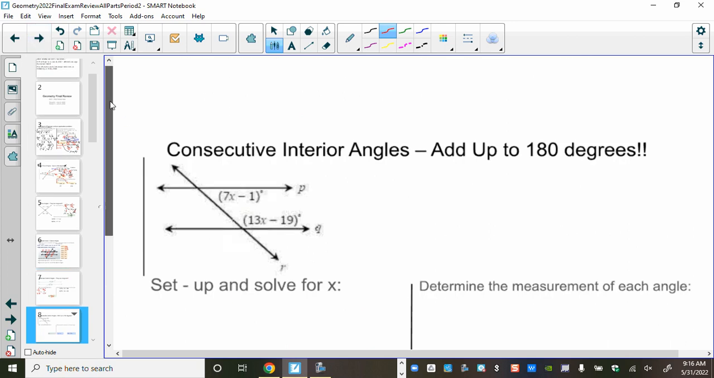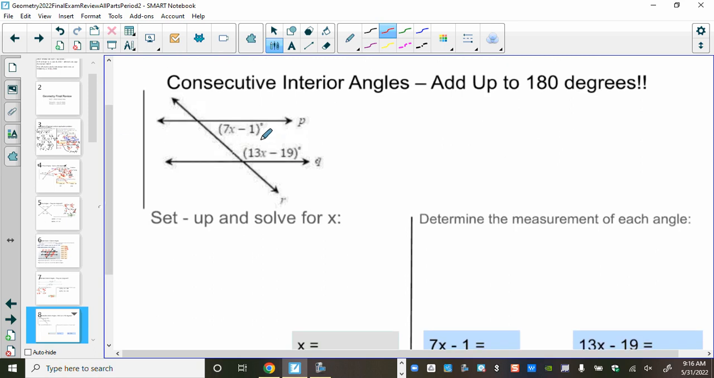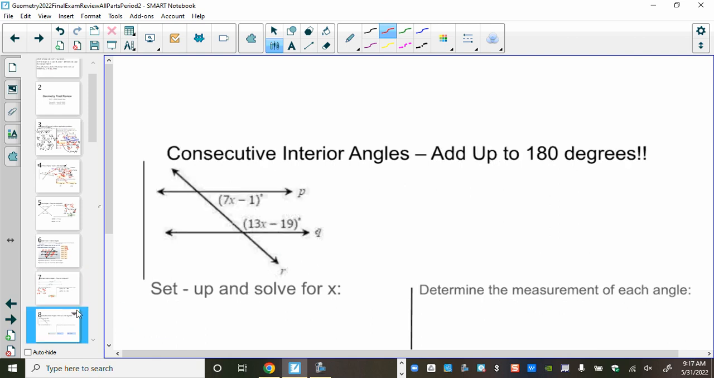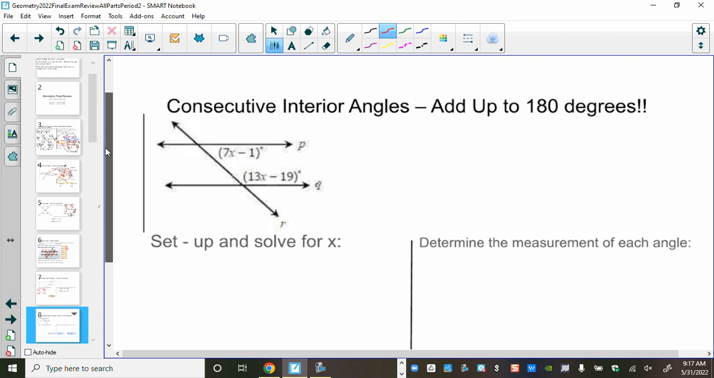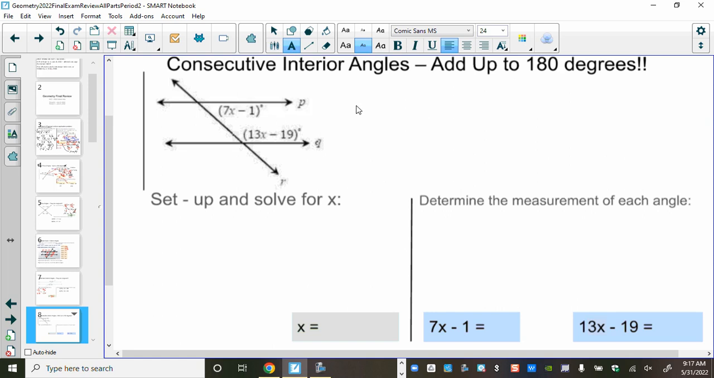All right. Now, unlike the previous one, this next one, unlike the alternate exterior or alternate interior, consecutives have to add up to 180. So what would be our setup for this problem? If they add up to 180, do I do 7x minus 1 equals 13x minus 19? Yes or no? Is that my setup?